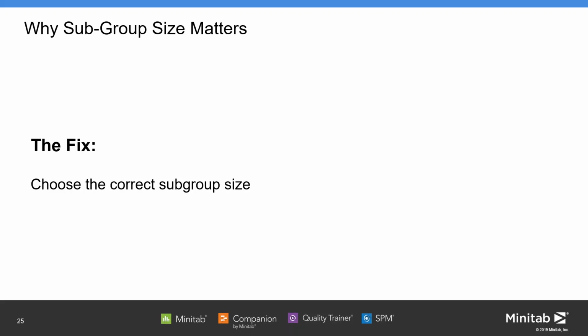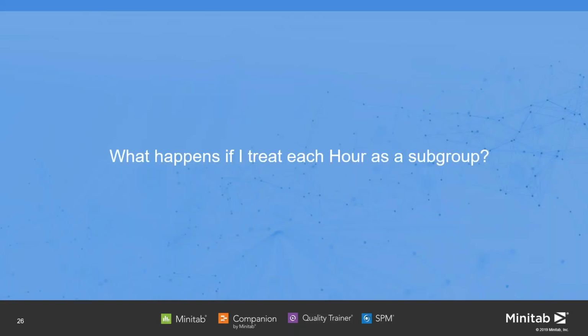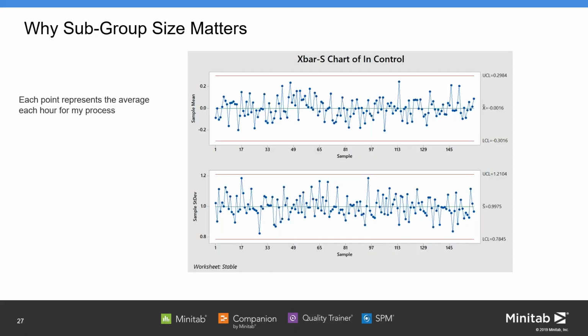So what's the fix for this? Well, we need to think more about choosing the correct subgroup size. What I decided to do was treat each hour as a subgroup. This seemed quite sensible, that each hour of the day is a logical group where the data should be similar. I'm collecting 100 data points an hour, so my subgroup size in this example is 100. When I have a subgroup size of 9 or above, I'm going to create an X bar S chart.